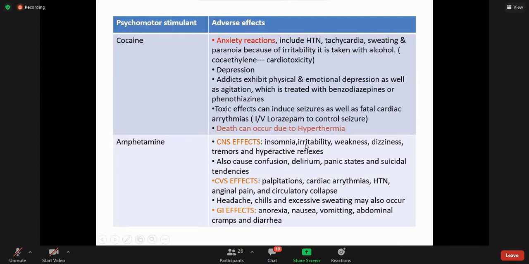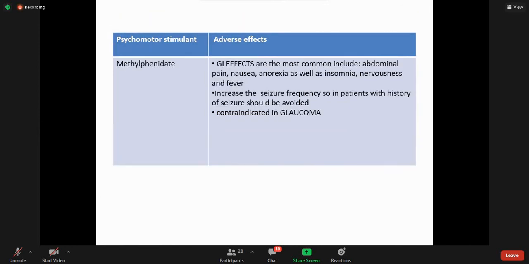Amphetamine adverse effects. CNS effects like insomnia, irritability, weakness, dizziness, tremors, and hyperactive reflexes, and also confusion, delirium, panic states, and suicidal tendencies. Serious cardiovascular side effects: palpitation, cardiac arrhythmias, hypertension, anginal pain, and circulatory collapse. Headache, chills, and excessive sweating may also occur. Gastrointestinal effects and abdominal cramping are the intestinal related side effects.